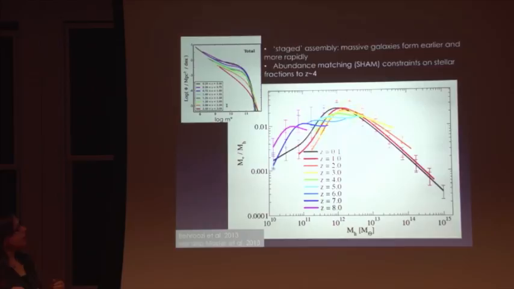So we see this interesting result that stellar fractions are low and decreasing in low mass halos. They peak at a halo mass similar to the mass that hosts our Milky Way, and then they decline steeply out into halo masses that host galaxy clusters. Yes?